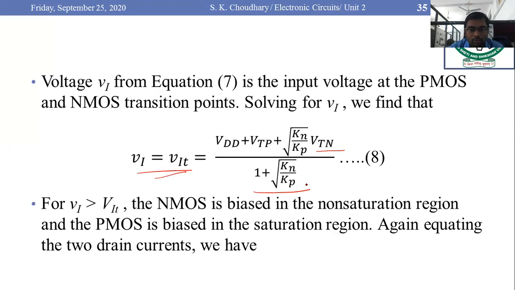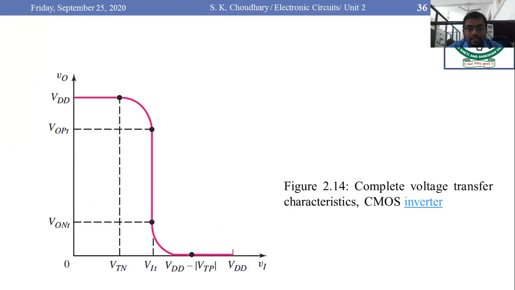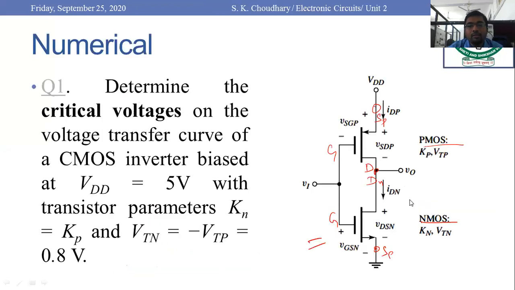After using this formula, you can see the transfer curve. Using Vi, we have to find VOPT and VONT. These three voltages, Vi, VOPT and VONT, are the critical voltages: the input and output voltages at the transition point. Now come back to our numerical. I have gone a little fast because we have already discussed this topic.